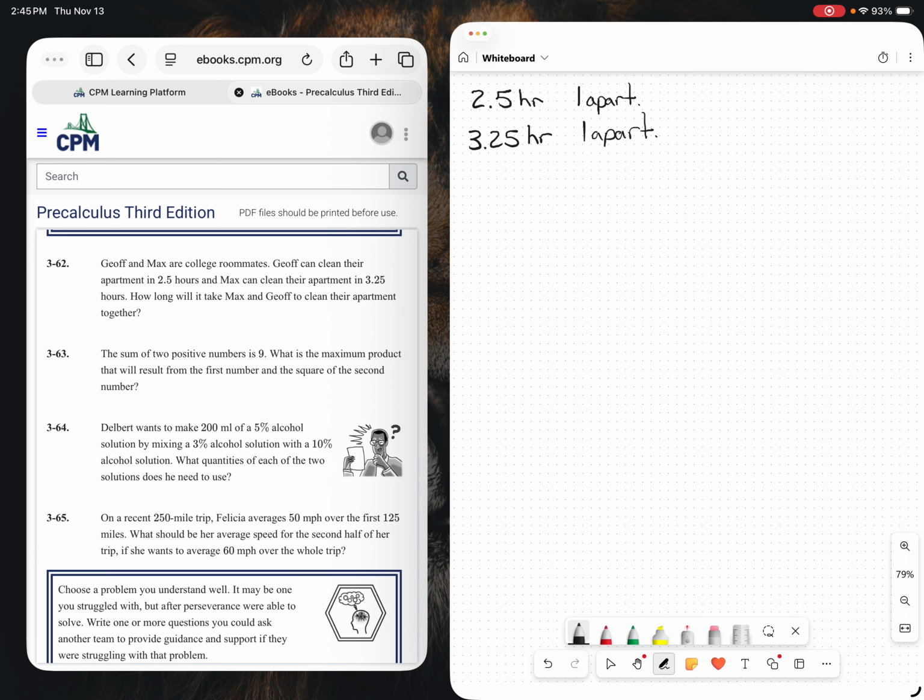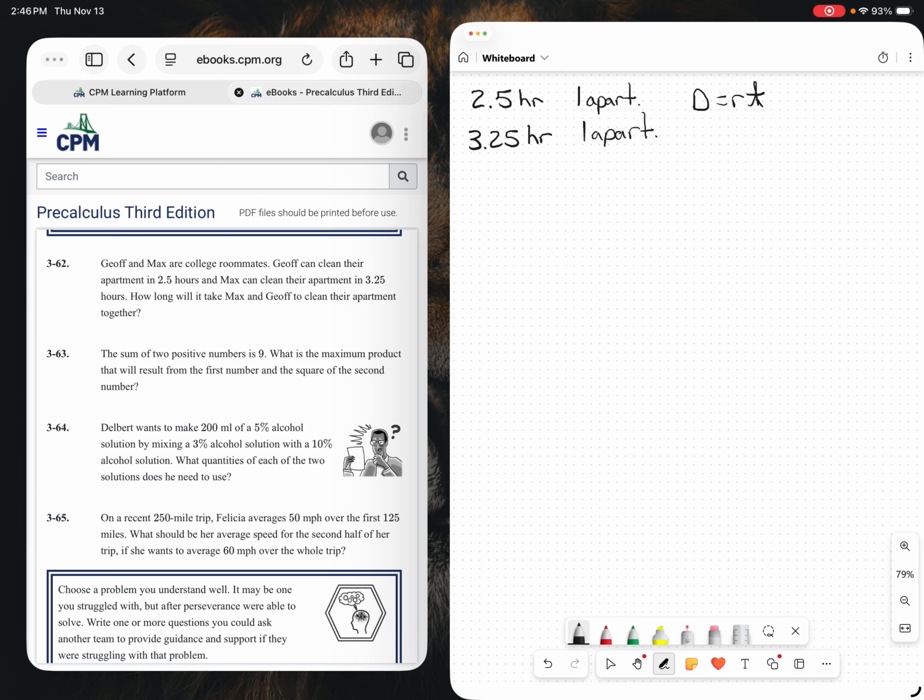So here's the thing. Those are rates. They are cleaning one apartment in 2.5 hours. That's a rate. And so in order to solve this, you have to understand distance equals rate times time. Now you're like, Coach, that's not a distance. Correct. But it's what we're doing. It's one apartment at a certain rate for a certain time, okay? So what do we have? We have time, and we have our rates.